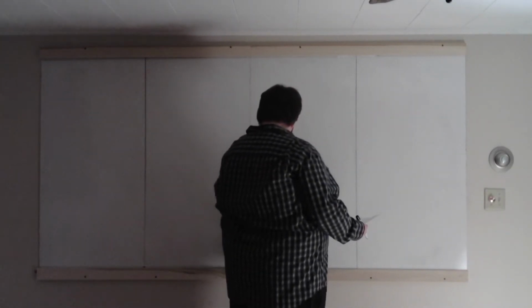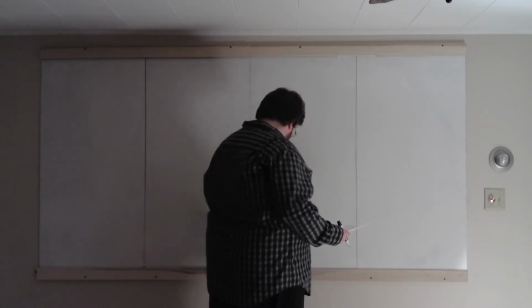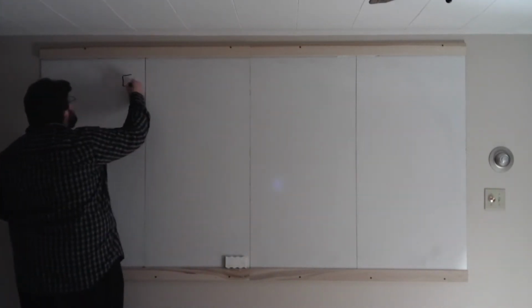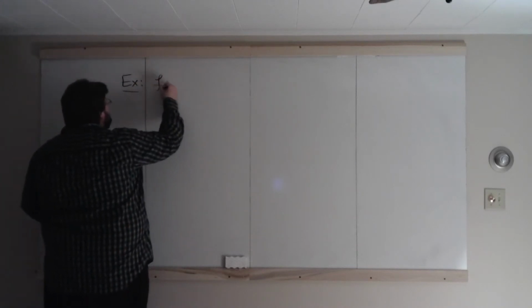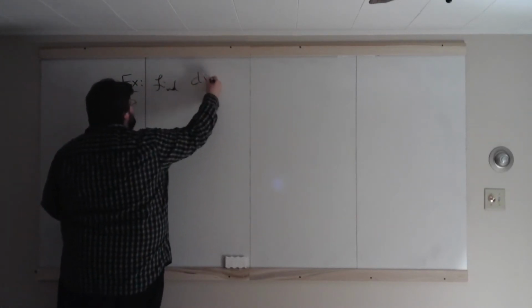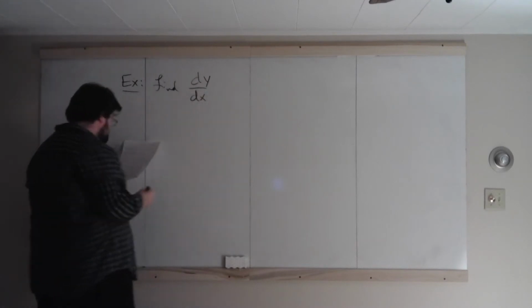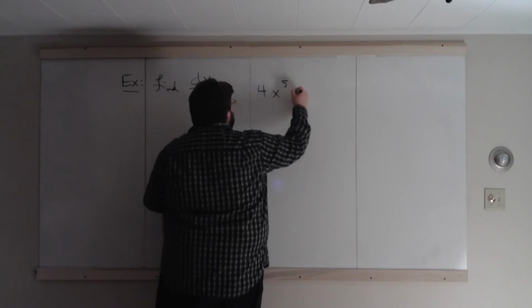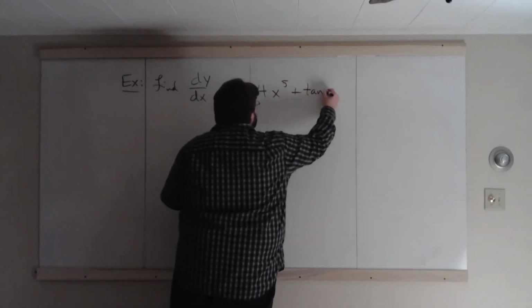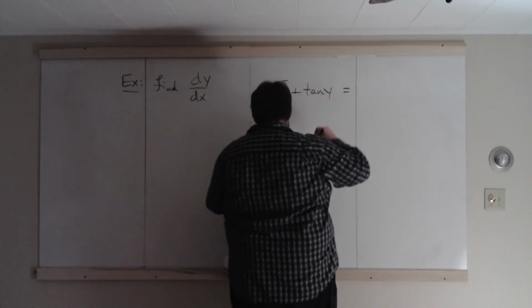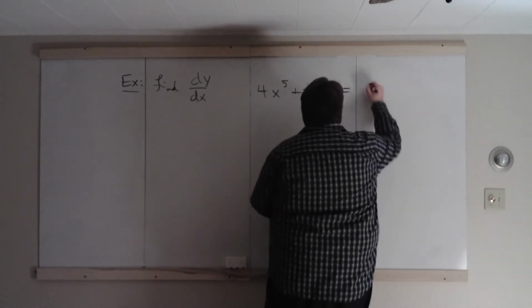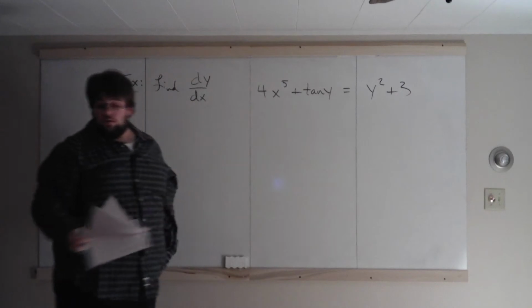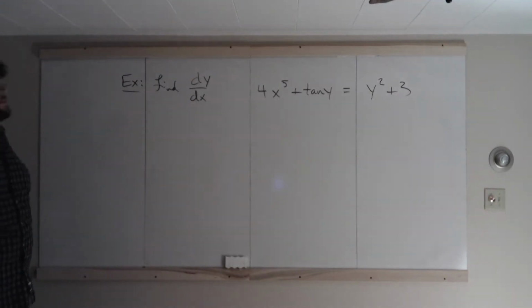Let's do another example. Example. Find dy dx for this equation. 4x to the 5th plus tangent y equals, what does it equal? Y squared plus 3. So first, you could try to solve this for y.